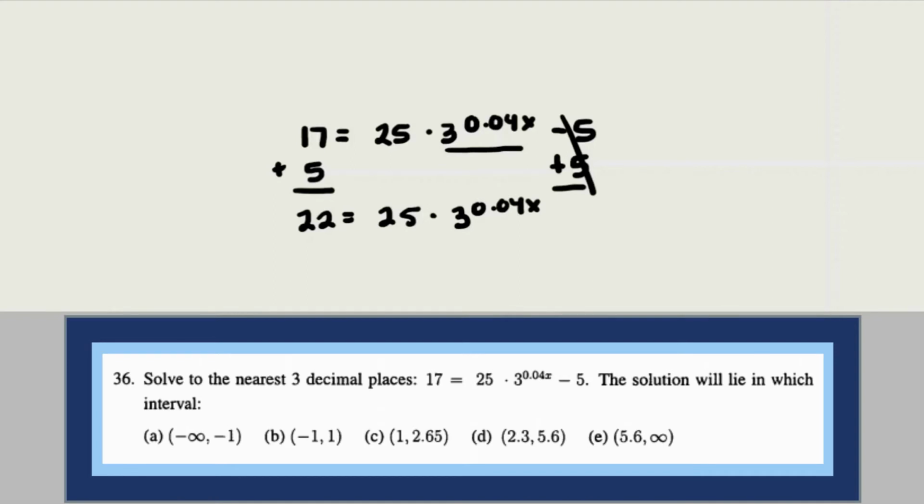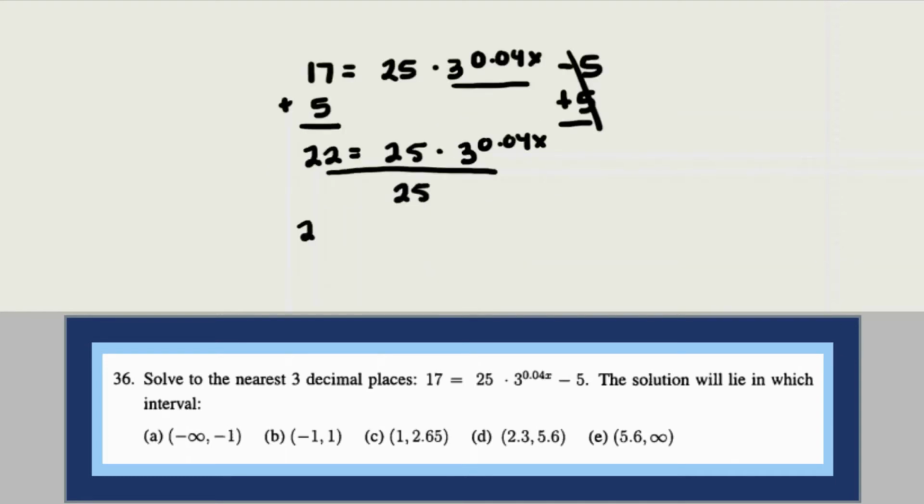So the next thing we want to do is, as you see, we have 25 times 3 to the 0.04x. So what we're going to do is divide by 25 on both sides. And when we do that, we'll get 22 over 25. And I'll just keep it as a fraction since that's basically the exact answer rather than in decimal form. So 22 over 25 equal to now just 3 to the 0.04x. Alright, so the next thing that we want to do is get x out of the power. So in order to do that, what we're going to do is ln both sides. So we're going to ln everything.